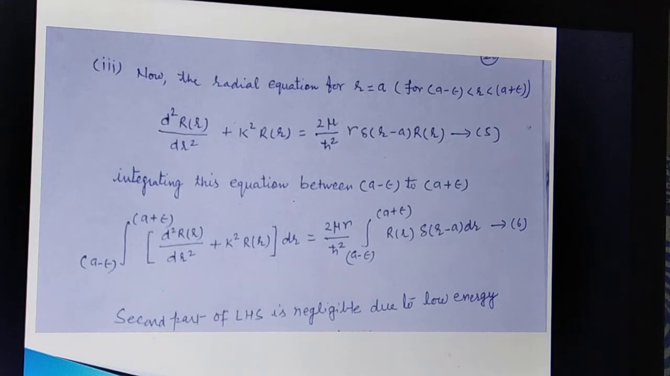Now, for the region in between a minus epsilon to a plus epsilon, the Schrodinger equation is written as d square R(r) over dr square plus k square R(r) equal to 2 mu over h cross square, U(r) की जगह यहाँ पे गामा delta(r minus a), and R(r). This is equation number 5. On integrating this equation from a minus epsilon to a plus epsilon, we are having equation number 6.